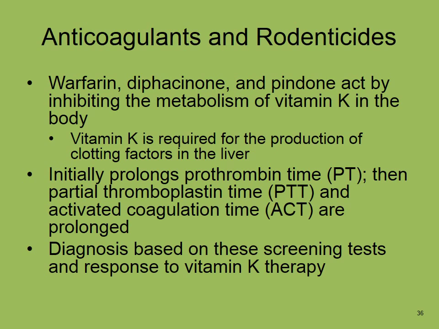So initially what happens is that the PT, the prothrombin time, is increased. Then the partial thromboplastin time, PTT, increases. And then finally the ACT, the activated coagulation time, is prolonged. The diagnosis can be based on these screening tests and response to vitamin K. So if we see an animal where there's suspected rodenticide toxicity, we can run PT, PTT, ACT, and then we can also give vitamin K and watch the response to vitamin K therapy, which usually is very good, by the way, if we catch it early enough.